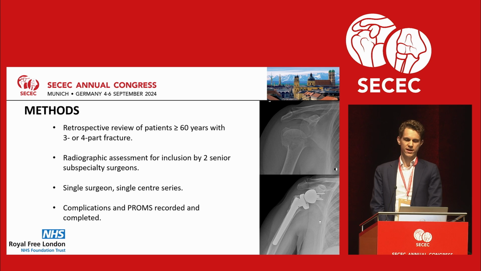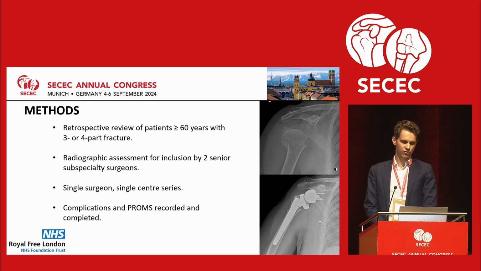So our study was a retrospective, single-centre, single-surgeon review of all patients greater than 60 years of age, presenting with 3- or 4-part proximal humerus fractures. The radiographic assessment for inclusion was by 2 senior subspecialty surgeons, based on Neer classification, using presenting radiographs and CT scans. We recorded complications and PROMs routinely in our outpatient clinics, and where there were any gaps, we contacted patients to ascertain PROMs and any complications that were sustained. We excluded all patients with ipsilateral upper limb injuries or nerve injuries. We did include some head split fracture patterns.